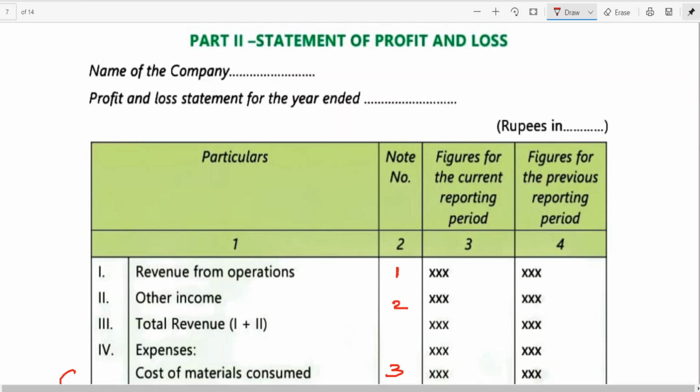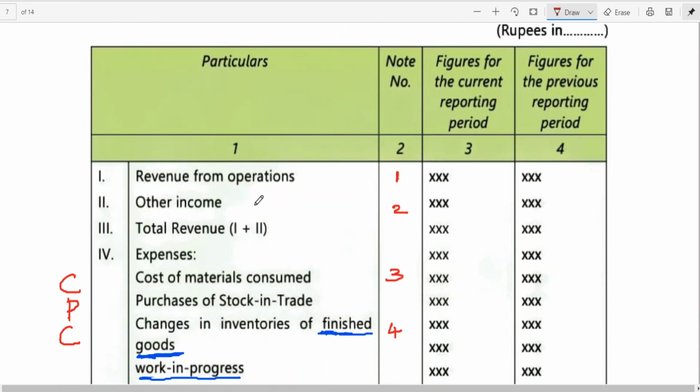That can be completed only after knowing the profit of the current year. It means you start with the balance sheet but followed by P&L, but the balance sheet will be completed only after completion of the statement of P&L. So the name of the company, profit and loss statement for the year ended, you will write that in rupees. In this are the figures for the current year. I have told you about figures for the previous reporting period.